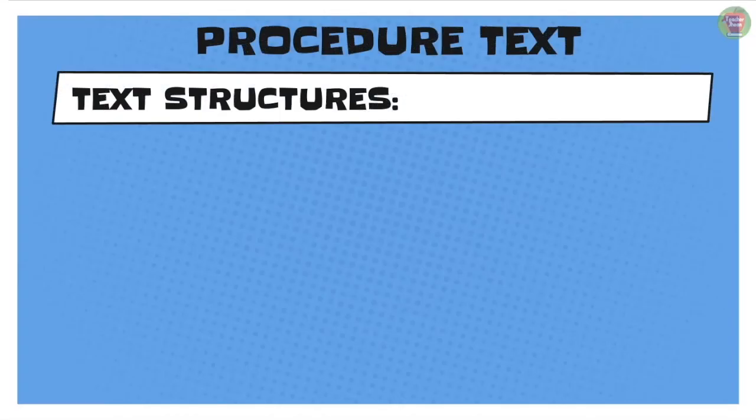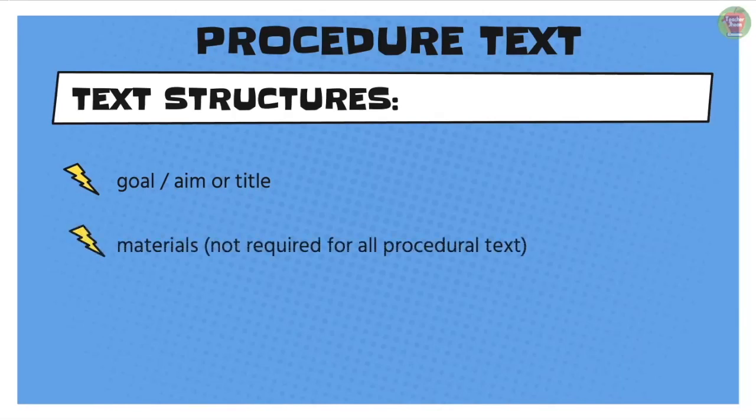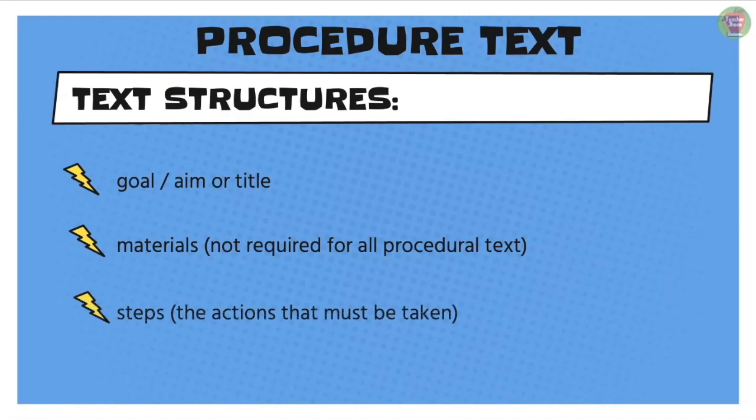The text structure of procedure text types: it has a goal, aim, or title; the materials, which are not required for all procedural text; and the steps or the actions that must be taken.